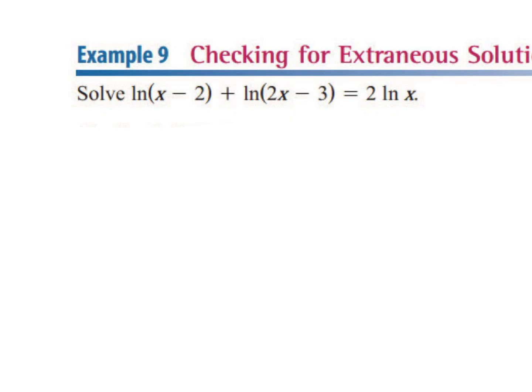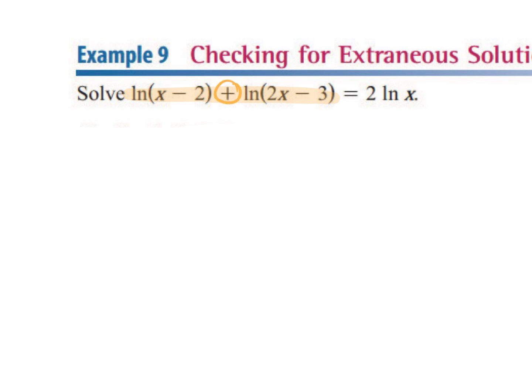So with number 9, we can't just cancel out all the logs. It does not work that way. People will do that on the test anyways and get it wrong. So you can't just cancel out all the logs. It only works if you have one log equals one log, or one ln equals another ln. But how could I condense these to be a single ln?